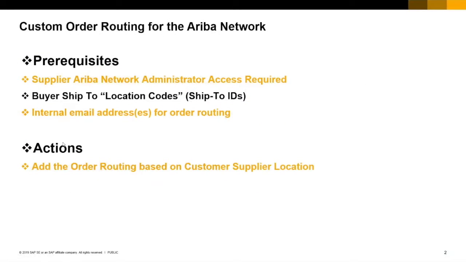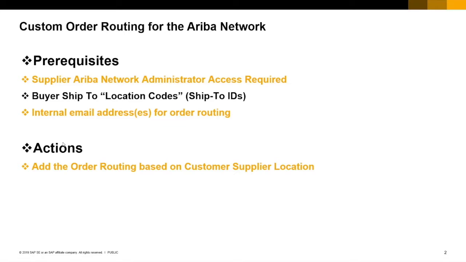So to get started, we do have some prereqs. The first thing is you'll need Ariba Network Administrator access. You can't do this as a non-administrator, so you'll need admin access. You will need the ship to location code, which is the customer ship to ID. If you don't know this, if they didn't provide it to you, you can actually grab it off of the purchase order. You'll need your internal email address that you want to route orders to. That may be a sales desk or a person individual. And then we're going to discuss the action on adding this order routing.